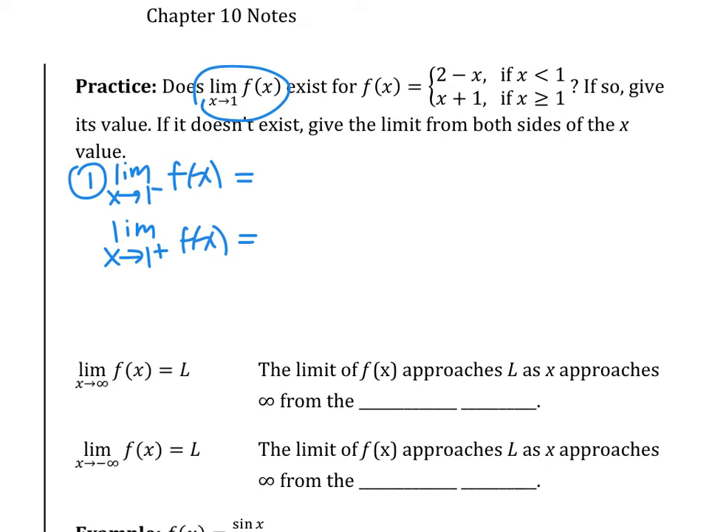Okay, so x goes to 1 from the negative side. That is this one, x less than 1. So then you just put in 2 minus 1, which is 1. X goes to 1 from the positive side is this one, greater than or equal to 1, in fact. So then this is going to be 1 plus 1, which is 2. So what does that mean? Limit as x goes to 1 of f of x does not exist.